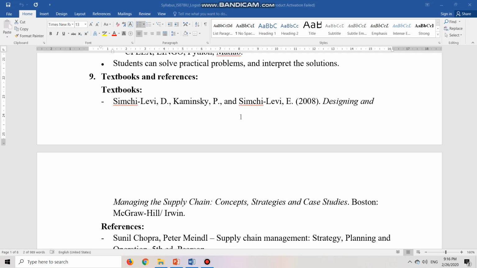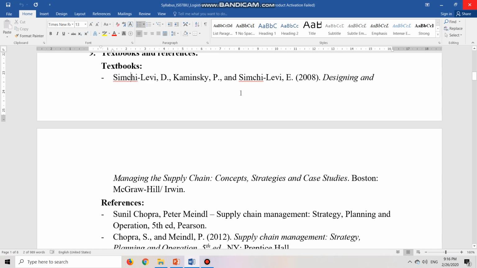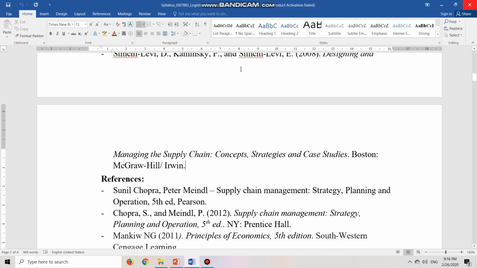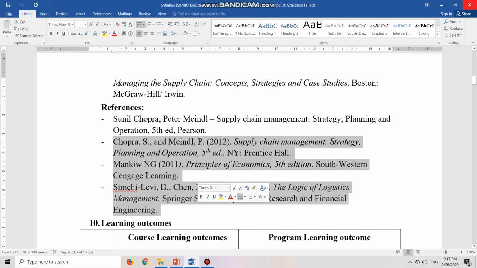Here are the textbooks and references that you can use for this course. The first one is Simchi-Levi, Designing and Managing the Supply Chain: Concepts, Strategies, and Case Studies. Another textbook is Supply Chain Management: Strategy, Planning, and Operation by Chopra. Other references you can see in the syllabus here.